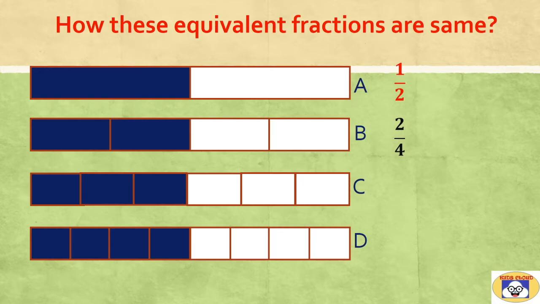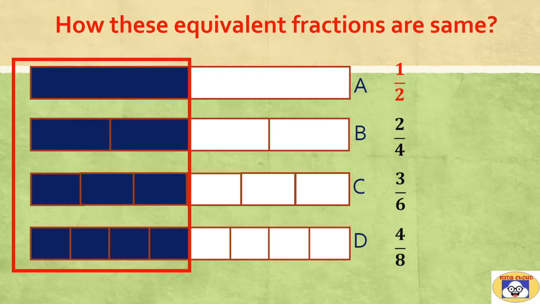Likewise, the blue portion in C is 3 by 6 and 4 by 8 in rectangle D. In all these rectangles, though the fractions we are talking about are different, the blue colored area in all is identical. These are all equivalent fractions. Here is another way to explain this. In A, the 1 by 2 fraction is colored in blue.